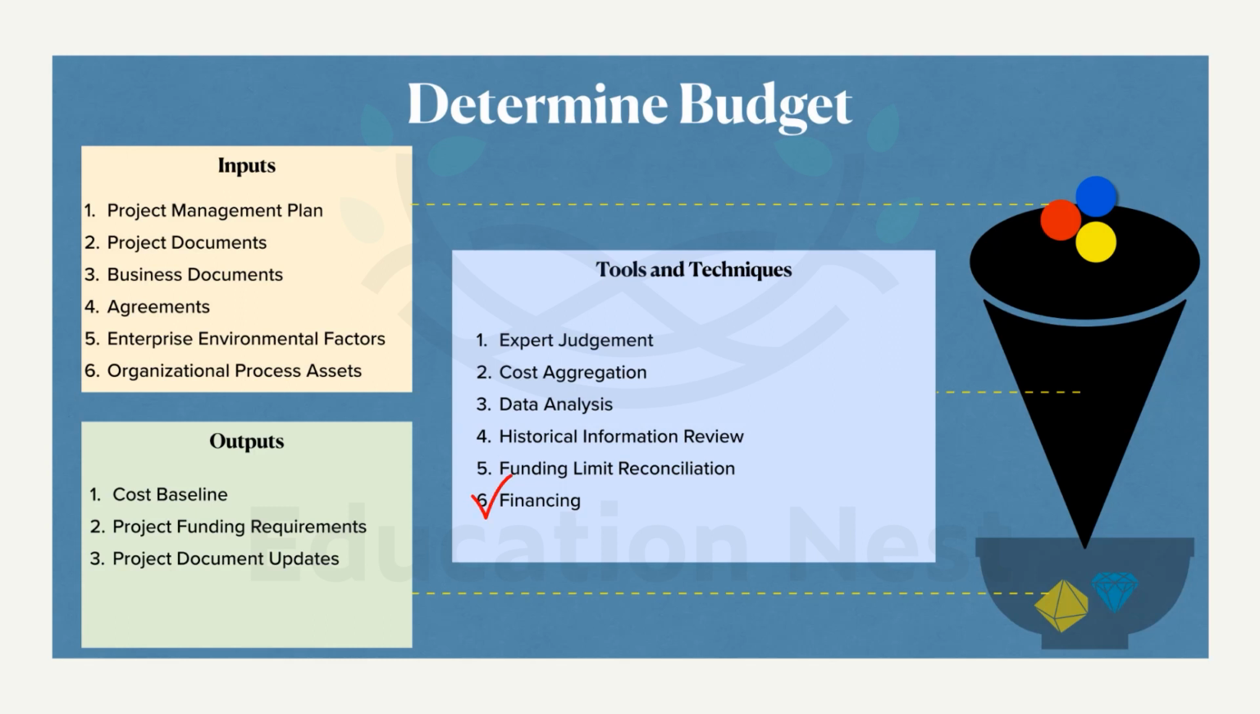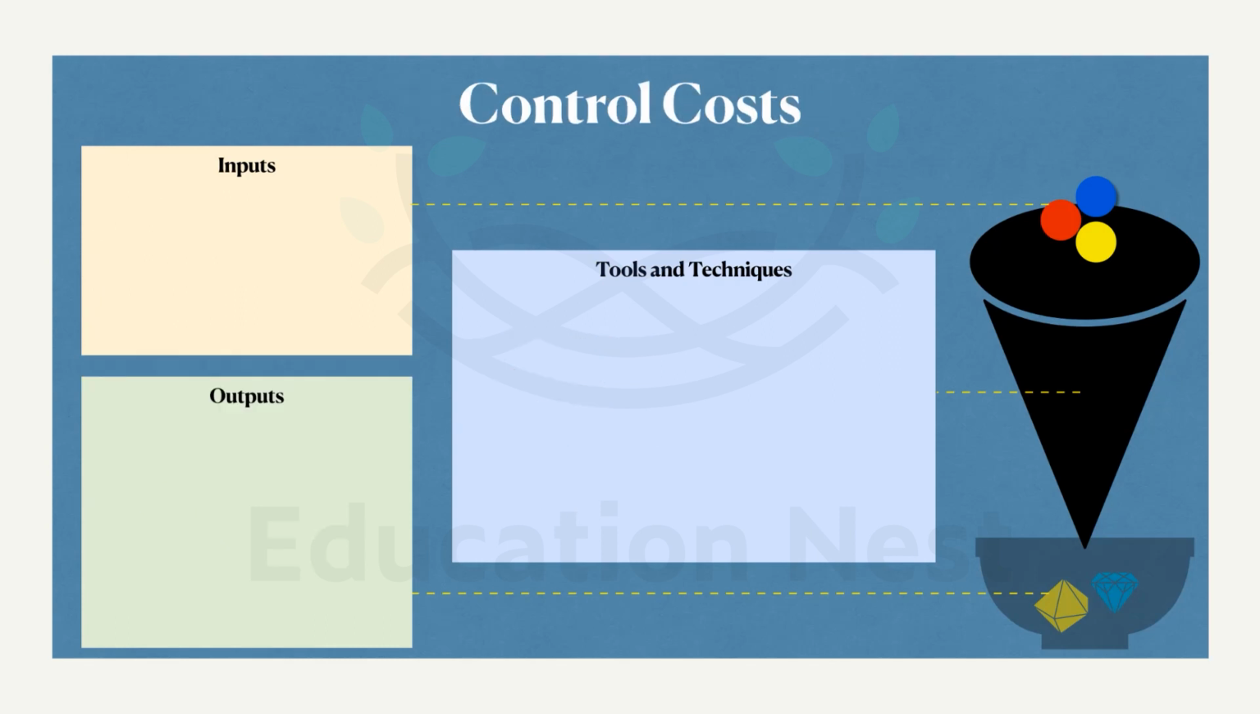And then we have financing. Most organizations go for financing. They don't use the company reserves. Be it a very reputed organization, be it as big as it can be, it will still go for financing. So that is also an important tool and technique. Okay, that completes our third process. So let's move to the final and the most important process, controlling of the costs.